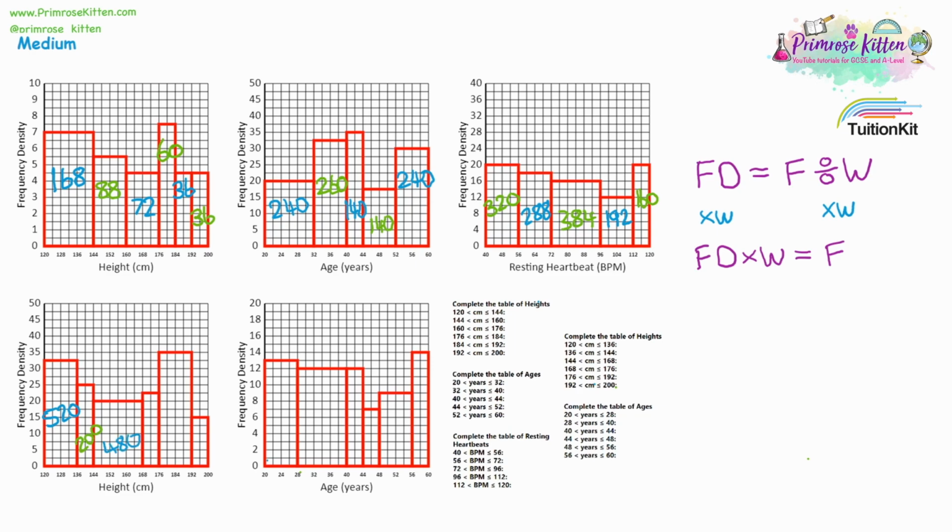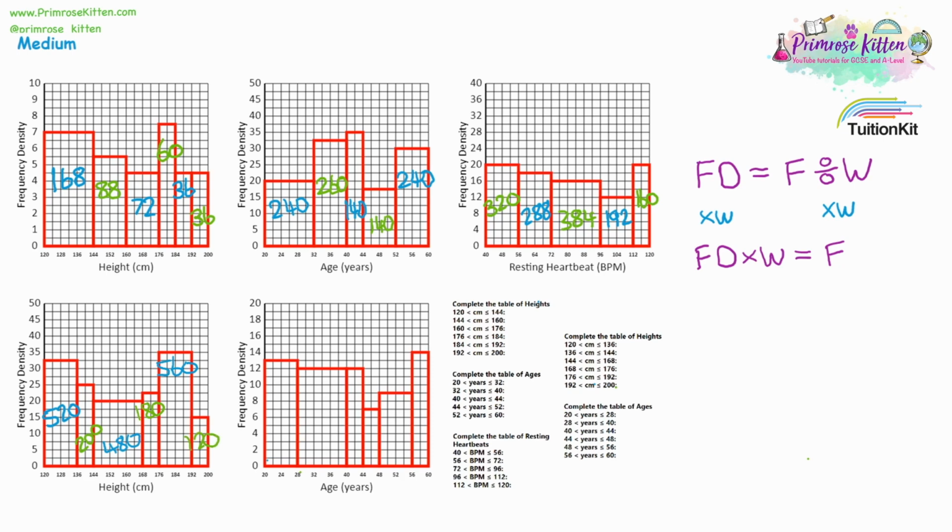The fourth bar has a width of 8. It has a height of 22.5. So multiply that together and we have 180 people. The next bar is in between 192 and 176. That's a width of 16. Multiply it by the height, 35, and we have 560 people. And for the final bar, it's got a width of 8. It's got a height of 15. 8 times 15 gives us 120.